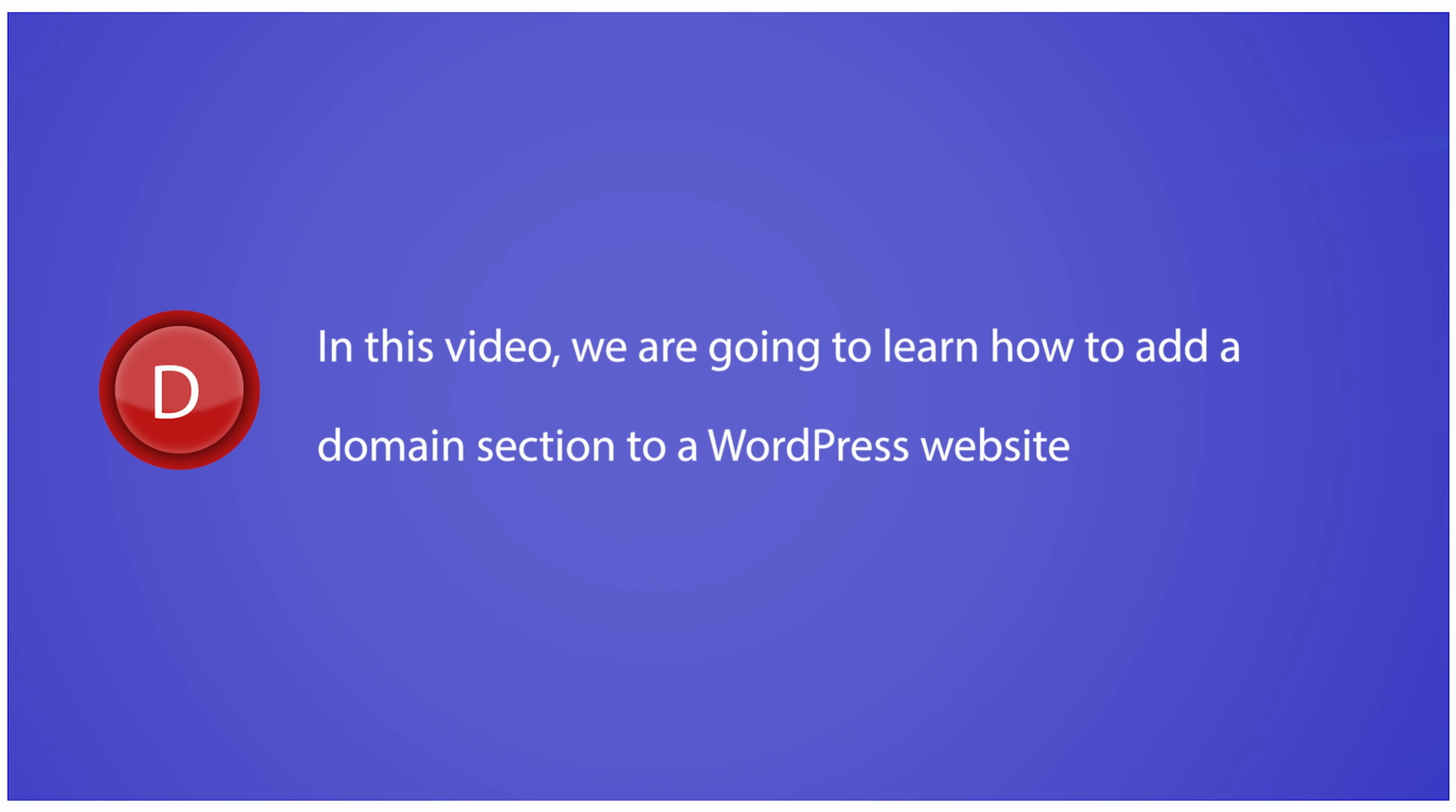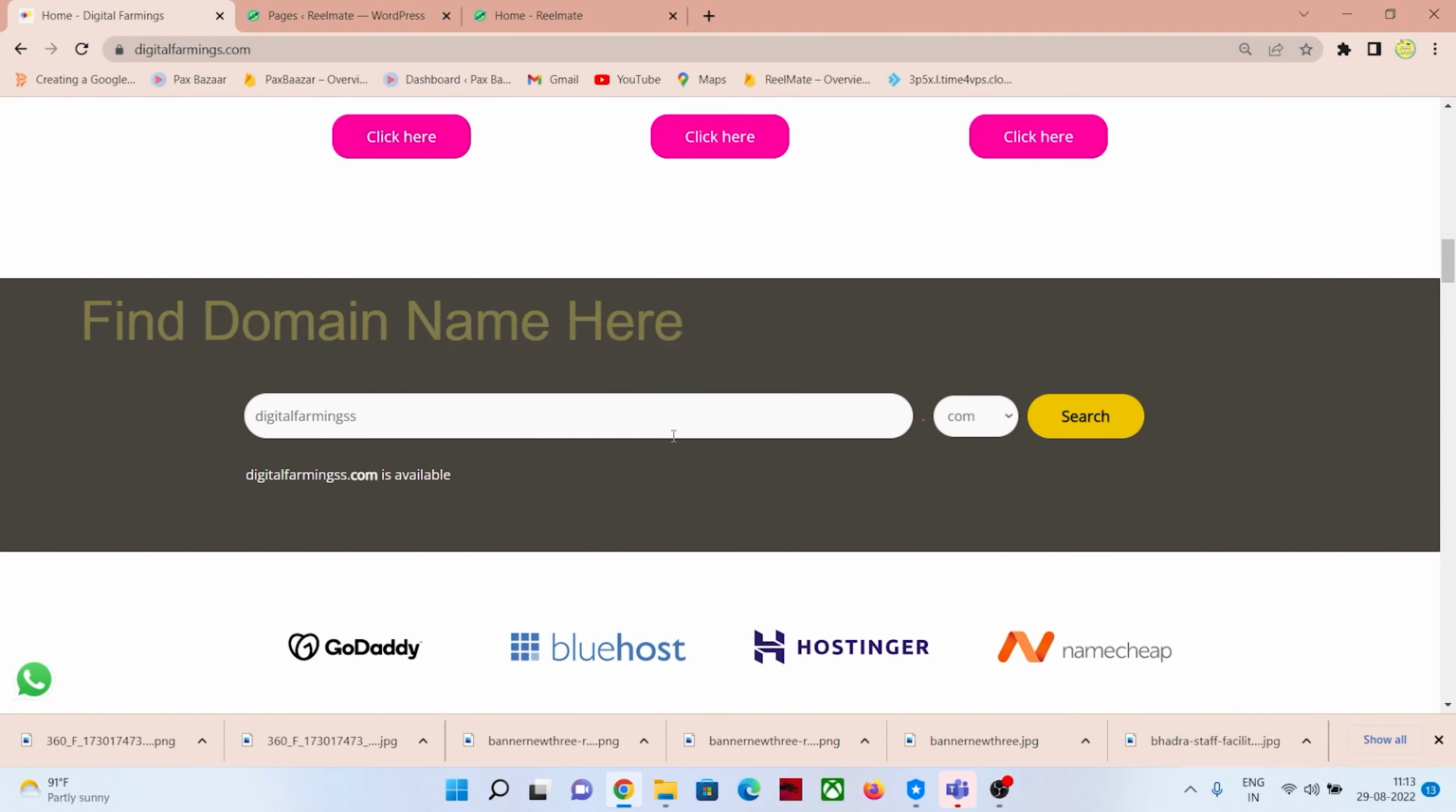In this video, we are going to learn how to add a domain section to a WordPress website. Some people buy so many domains, and they search for domains on different websites to know their availability. Despite this, we can add a domain checker to our website. If you want to buy a domain, you can come to my website and check whether it is available or not. Like this, a domain section is used.